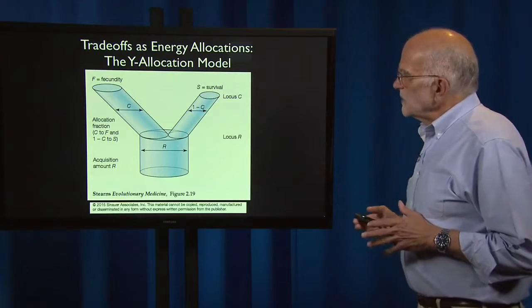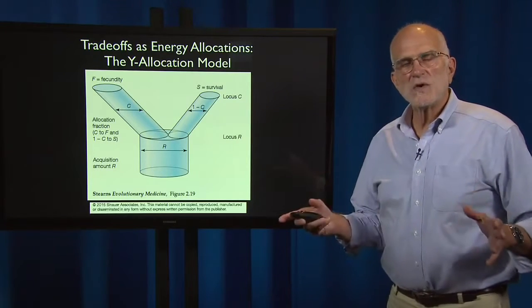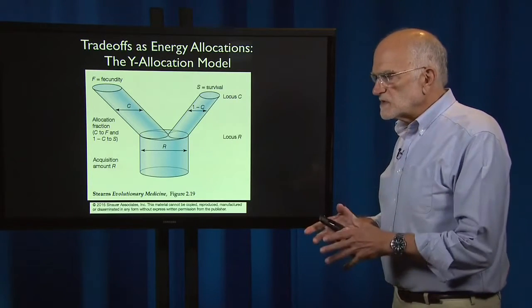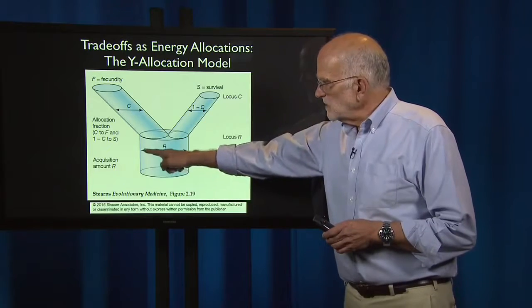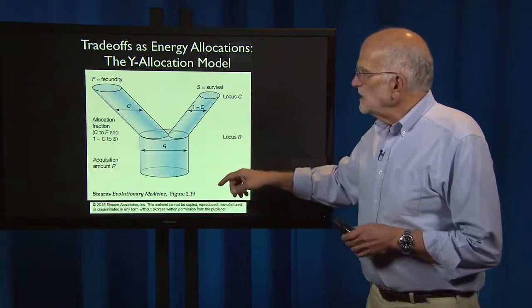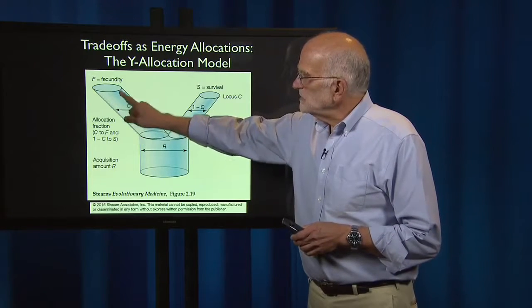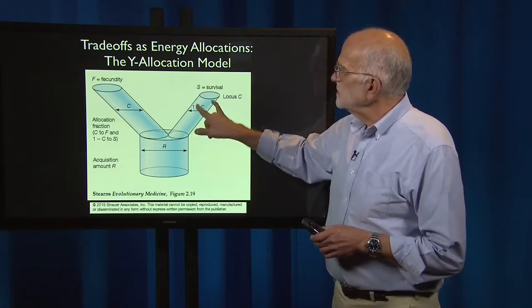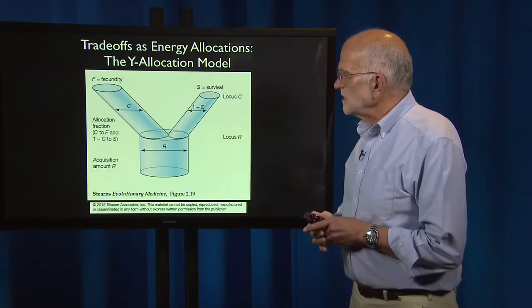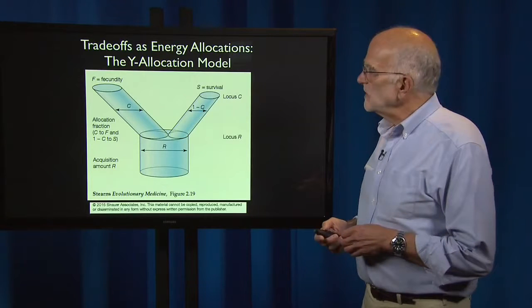One way to conceive of trade-offs is as energy allocations. So that is a physiological way of looking at trade-offs within a single individual, the idea being that there is a limited amount of energy which is coming in. That's represented here by the diameter of the pipe R, and then a fraction of it, C, is being allocated to one function, in this case fecundity, and the rest of it, 1 minus C, is being allocated to another function, in this case survival. That's called the Y-allocation model, and it was developed.